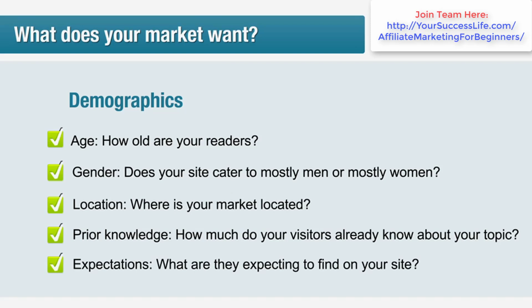Expectations. Once they've arrived at your website, what are they expecting to find? If there's a large gap between their expectations and what they think you're offering at first glance, they'll click the back button and scoot right out of there. For example, if they're expecting lessons, don't offer them reviews. If they're expecting an informative article, don't hit them with a hard sales pitch.